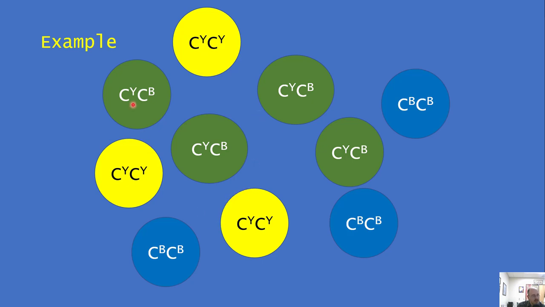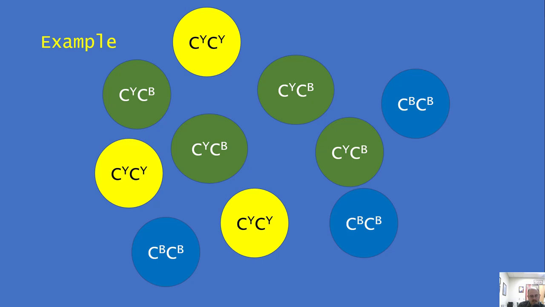How many are green? 1, 2, 3, 4. So 0.4 is the frequency of the heterozygous group. How many are blue? 1, 2, 3. Once again, 0.3. So we can figure out our allele frequencies, 0.5, 0.5, and we can figure out our genotype frequencies, 0.3, 0.4, and 0.3.